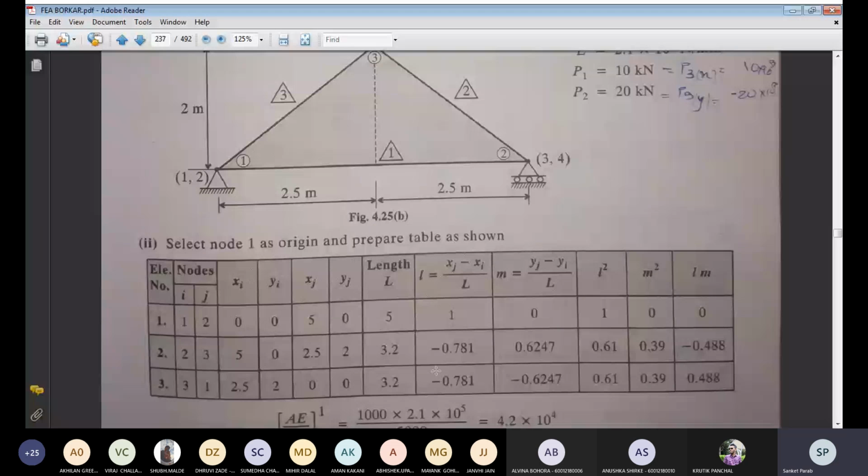I'm squaring both these values, that is 0.781 and 0.6247, and I'm getting 0.61 and 0.39.